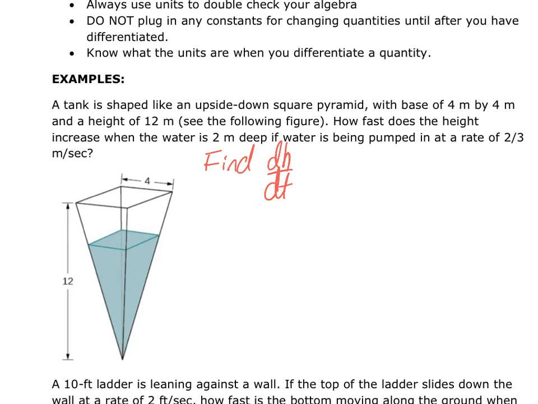So I look at this and they're giving me some information. The tank is an upside down pyramid, with a base of 4 by 4 and a height of 12. How fast does the height increase when the water is 2 feet deep and is being pumped in at 2/3 of a meter per second? So that 2/3 meter per second is volume information. So right now we know we have a volume rate of 2/3 meter per second. And that actually should be meters cubed per second.